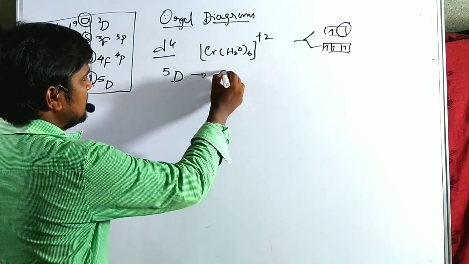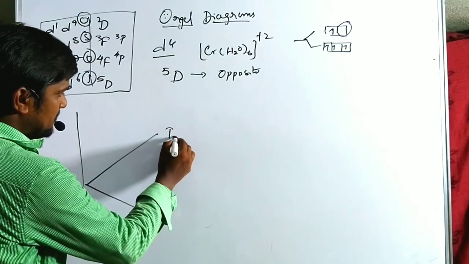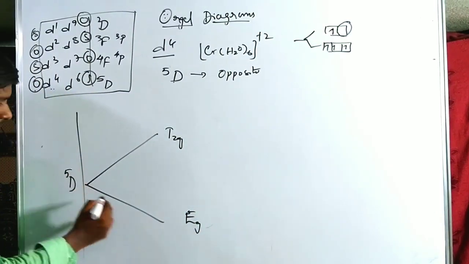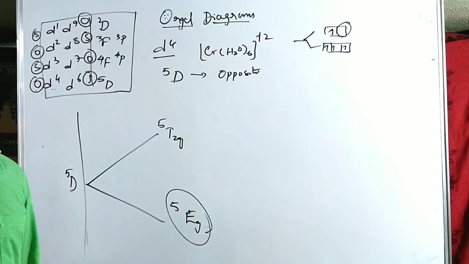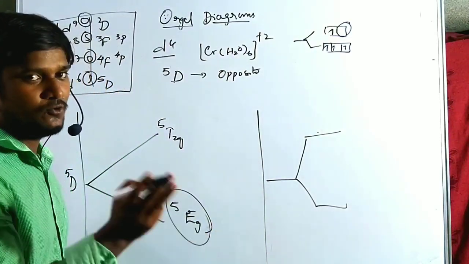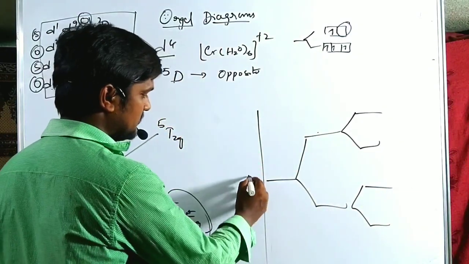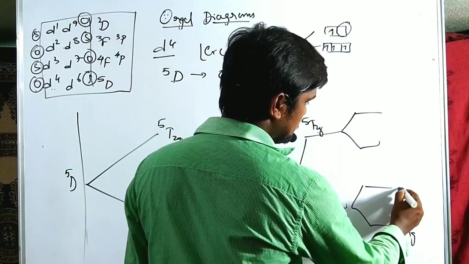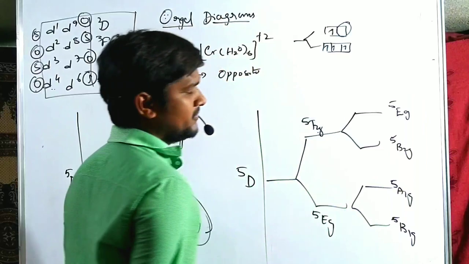Here 5D means opposite to the octahedral splitting, that's why it follows the opposite manner. Opposite means the T2g level is present at the higher energy and the Eg level at the lower one. The terms are 5Eg and 5T2g. Without Jahn-Teller distortion, 5Eg is the ground term symbol. With Jahn-Teller distortion, each is further split into two: T2g splits into two levels, Eg splits into two levels. The term splittings are B1g, A1g, B2g, Eg, and each term carries spin multiplicity 5.